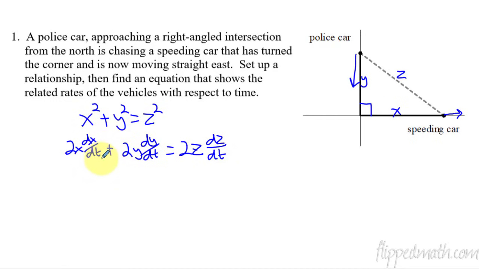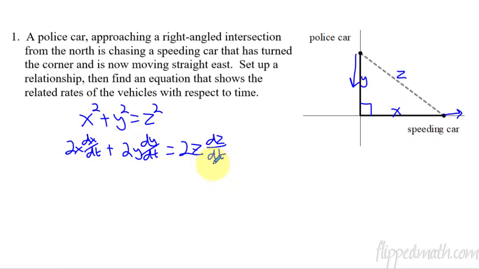dx/dt represents the rate at which x is changing. So it's the speeding car. It's the guy who's trying to escape. That's the dx/dt. And then the dy/dt is the police car that he's traveling down. So in fact, if we knew what the number was, that number would be negative because the distance is getting smaller. So the rate of change would be headed towards the intersection point.